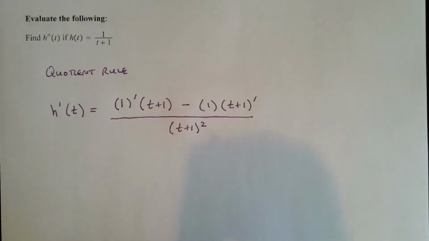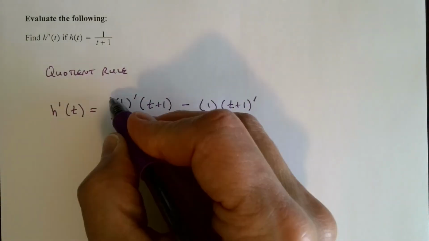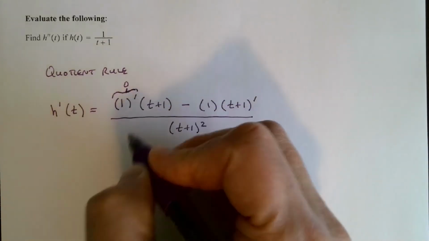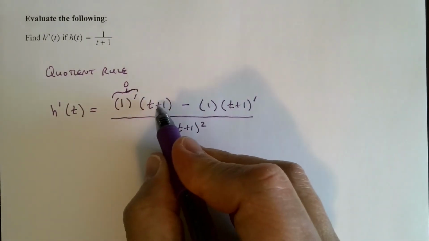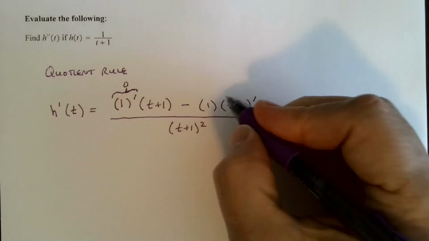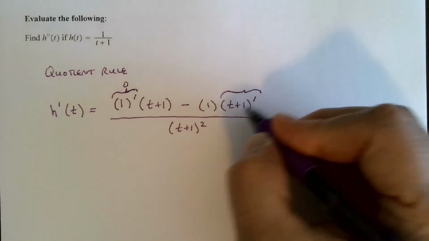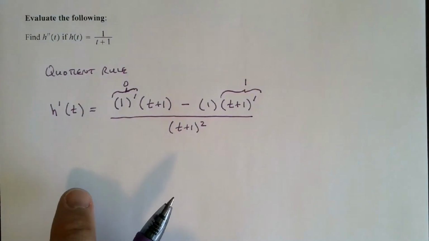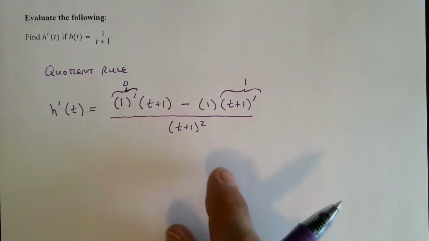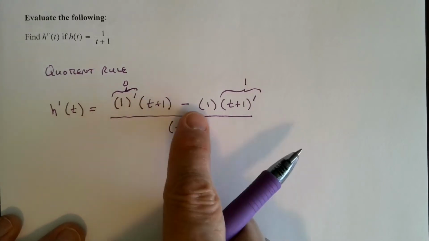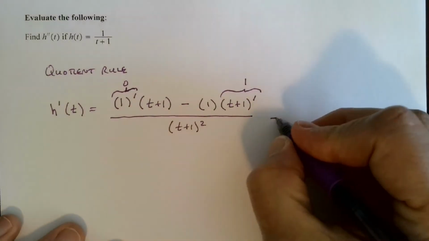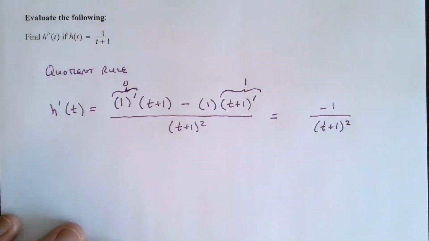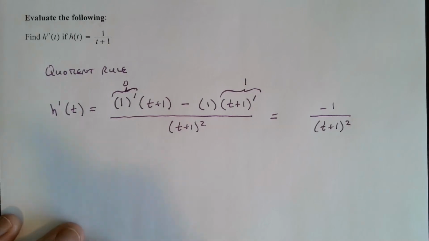Okay? So you need to remember that quotient rule and how to get that. Practice that. Now, the derivative of 1, what's that? Derivative of any constant is 0. Right? That's going to be 0. So this whole thing, 0 times t plus 1, that's all 0. What's the derivative of t plus 1? Derivative of t is 1. Derivative of 1 is 0. Right? Derivative with respect to t is 1. And so up top I just get 0 minus 1 times 1, 0 minus 1. I just get negative 1 over t plus 1 squared. Okay? So now we're ready for the second derivative.